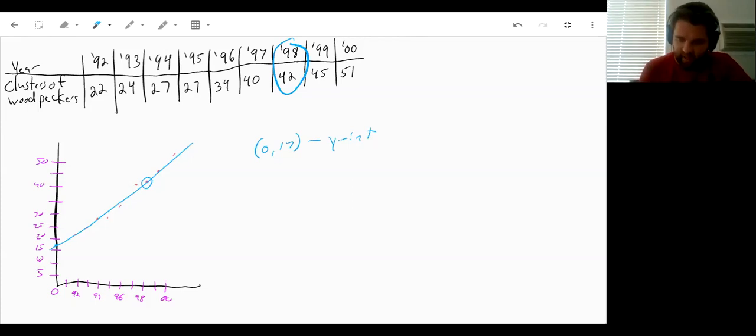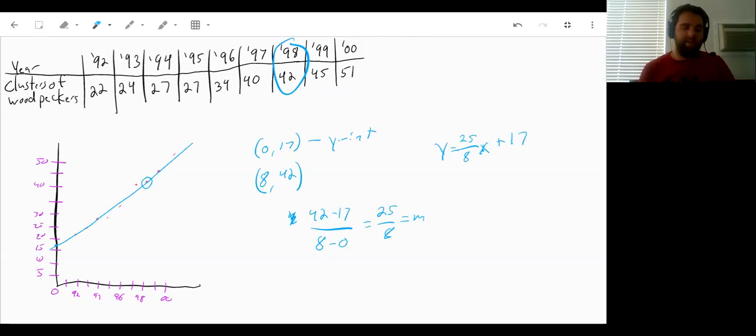So let's go ahead, and 98 is the same as 8 on this graph, and then 42. So let's take 42 minus 17 over 8 minus 0, and that will give us 25 over 8. So now the equation of our line, because we now have our slope, is y equals 25/8 x plus 17. And that's going to be our line of best fit for this one.